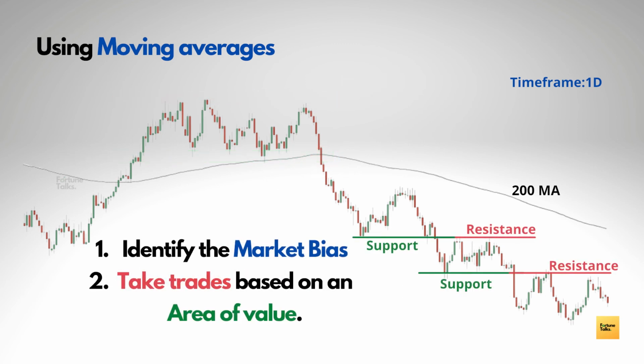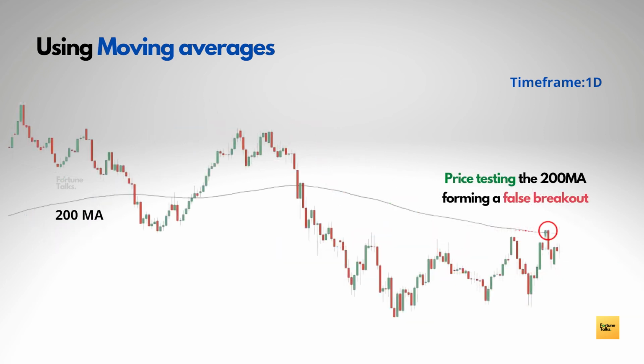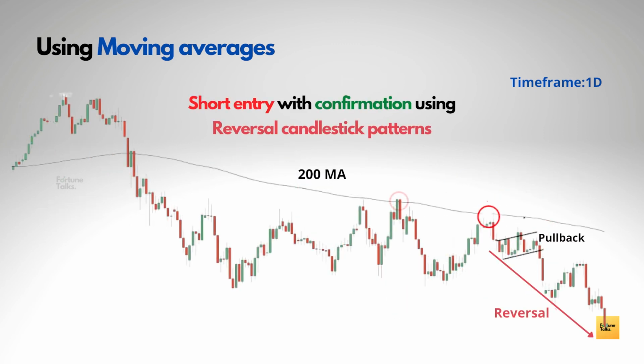Now this is how you can actually use the 200 moving average to give you a bias to know whether you should go long or stay short. And after you have identified your bias, then just reference a market structure like a support or a resistance or even the moving average itself to identify the area of value that you want to trade from. And sometimes the price will test the 200 moving average, which is actually an area of resistance, and if it turns out to be a false breakout of the highs, you can use the help of reversal candlestick patterns to take a reversal trade lower.